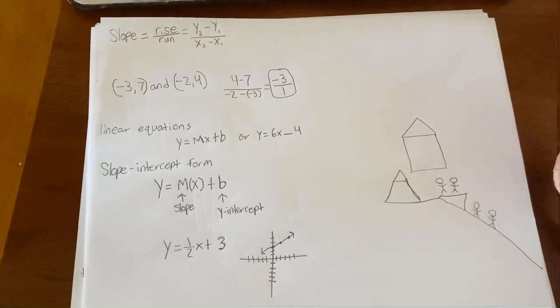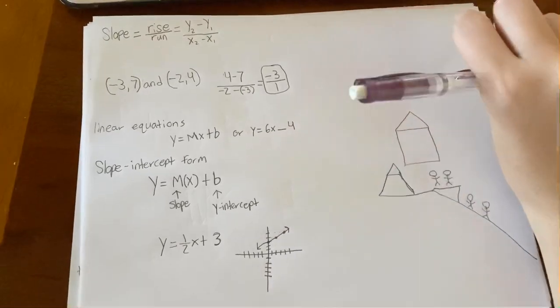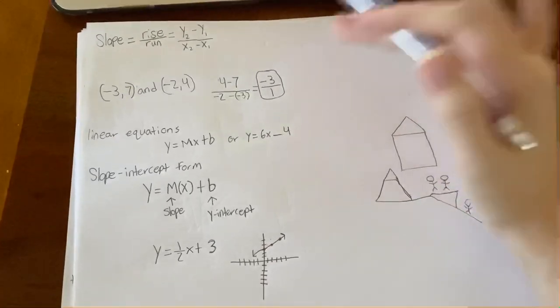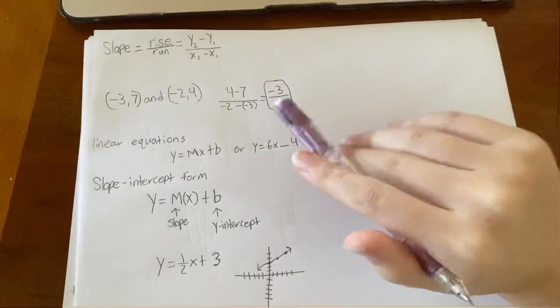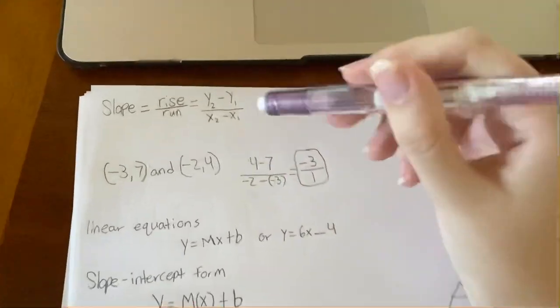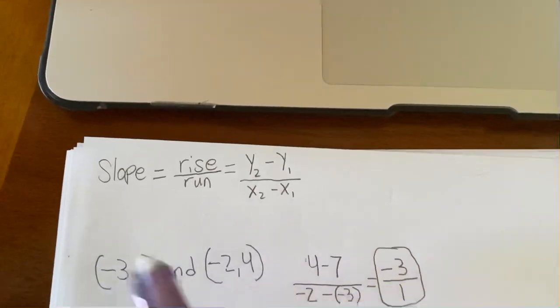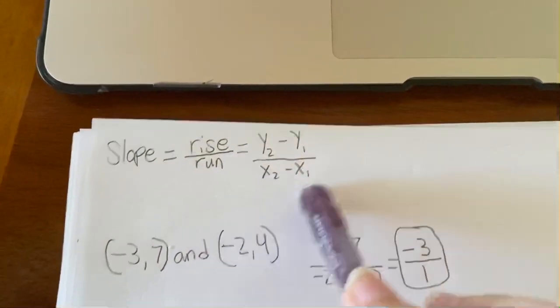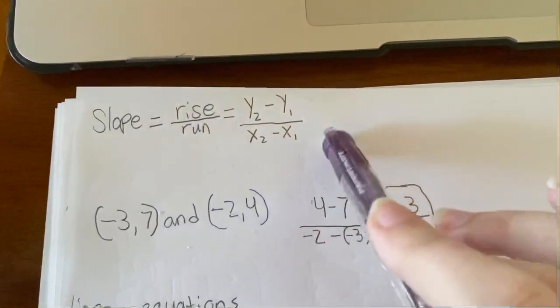Okay, guys, we're going to be going over the concepts of 2-3. Now, the concepts in this one is super easy. It mostly just goes over slope and slope-intercept form. So we're going to just start from the beginning. Slope is basically rise over run, and here is the equation for slope.